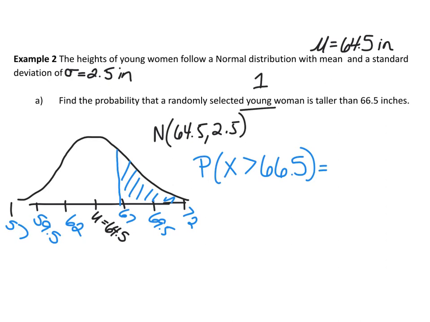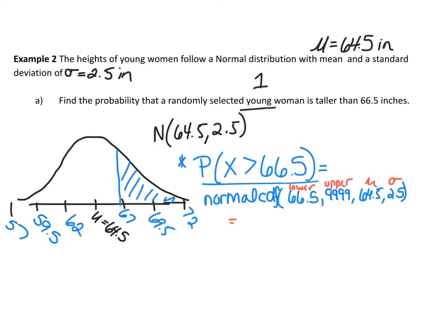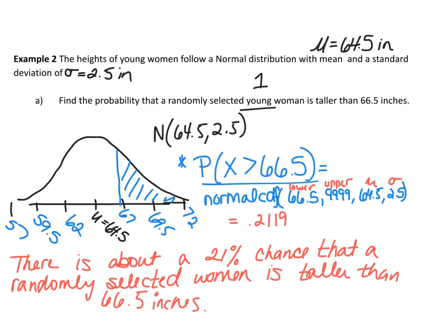Now, I've got two options here. I could find my z-score, or I can do a little calculator talk here. Make sure you have this statement equal to normalcdf, and you're going to label your lower 66.5, upper 9999, and mu and sigma. I put that in and I get 0.2119. So there's about a 21% chance that a randomly selected woman, so just one, is taller than 66.5 inches.